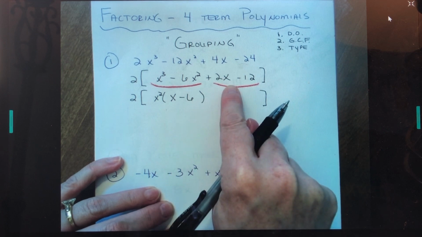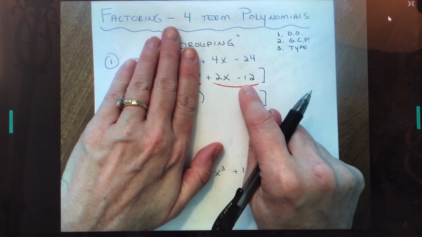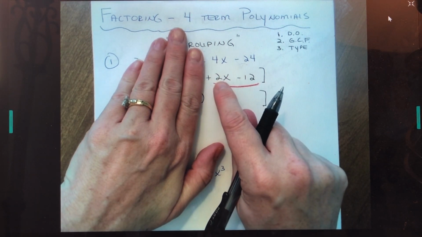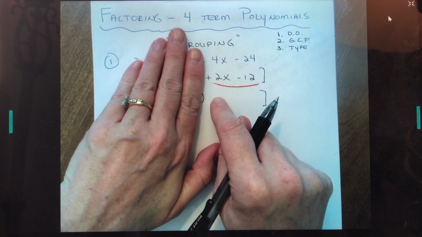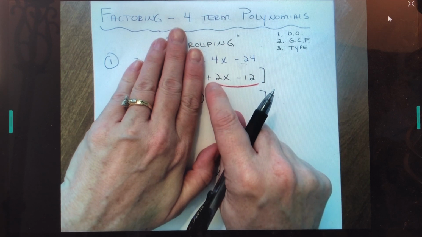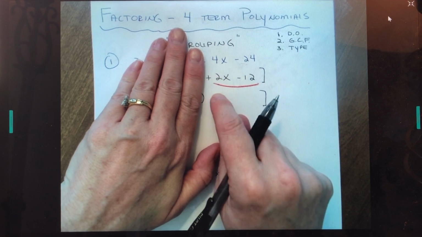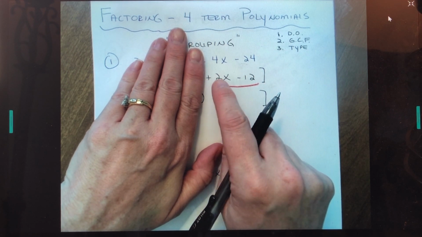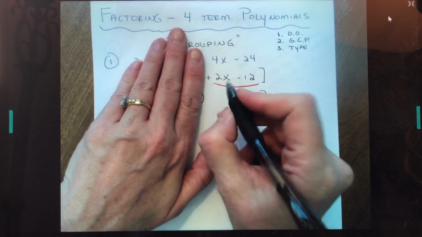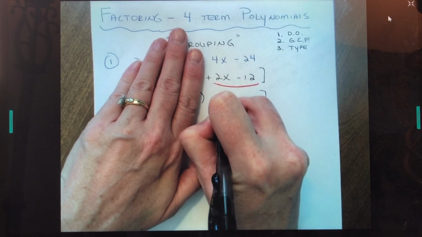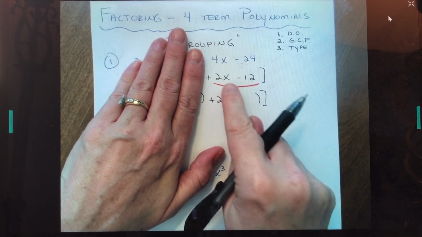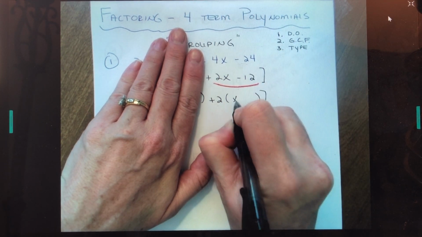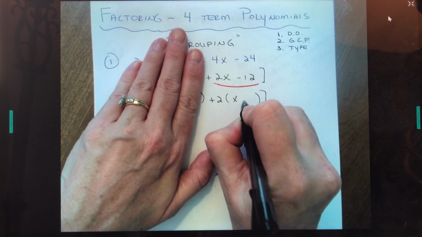Now we're going to do the same thing over here. And when I look at these two terms, I can see that I can pull out a 2. Since this first term is positive, I'll pull out a positive 2. If this leading term had been negative, I would pull out a negative GCF, but that's not the case here. So I'm going to pull out a positive 2, and I'm going to write that down. And then what gets left behind? There's just an x that's remaining in this first piece and a minus 6.